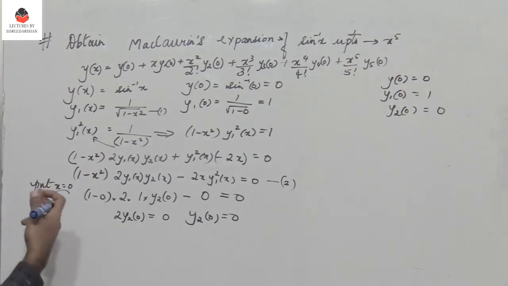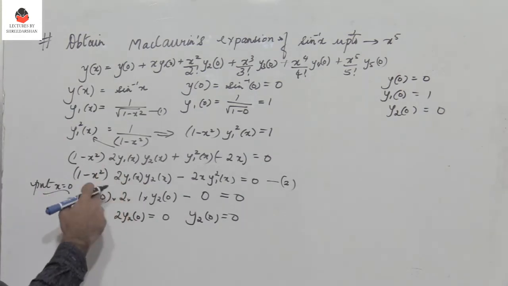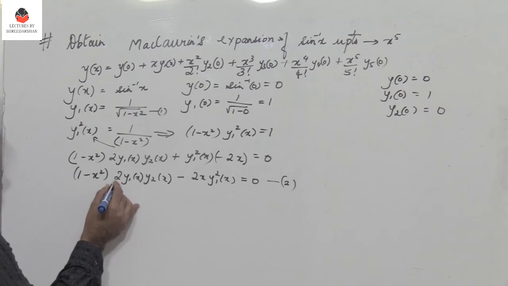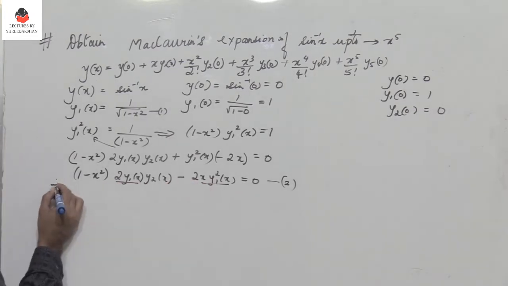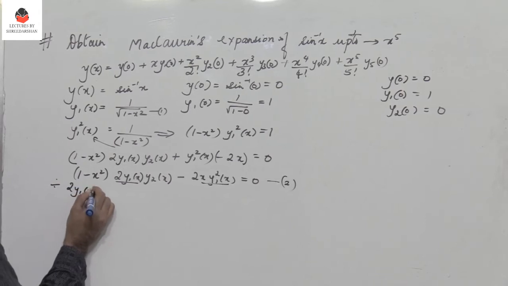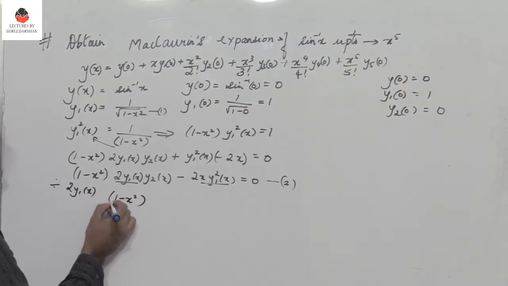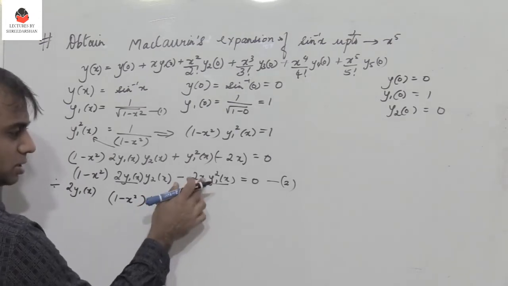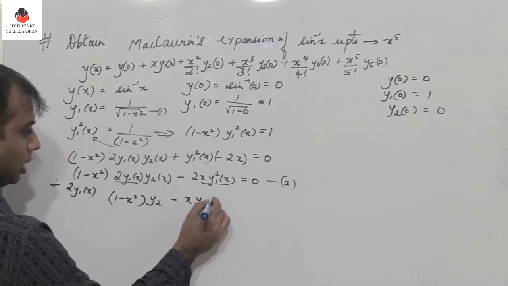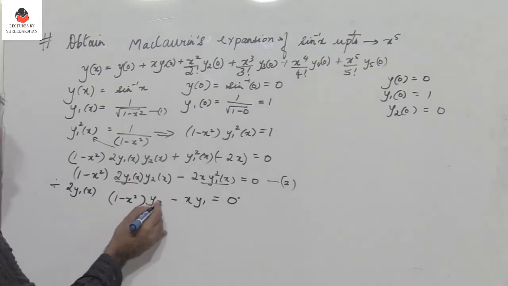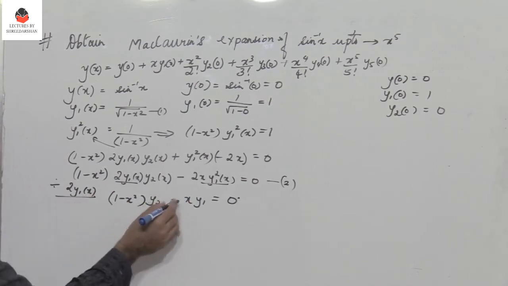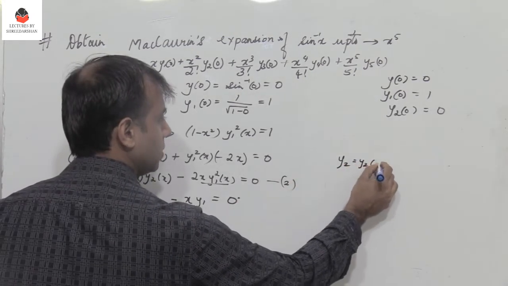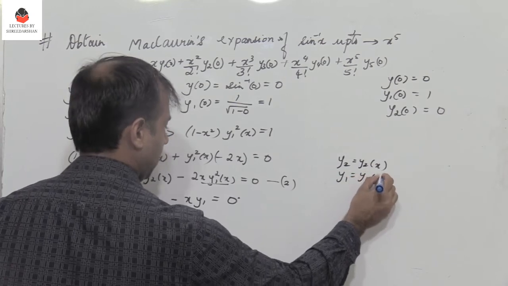Now I have to find y3 of 0. To find y3 of 0, let me again differentiate equation 2. Now we can simplify this expression because I have 2y1 common. So divide the whole expression by 2y1 of x. So we have (1 minus x square) y2 minus 2y1 of x gets cancelled. So I get x y1 equals 0. So here instead of writing y2 of x and y1 of x, I'm just writing y2 and y1 so that it becomes easier. So y2 is nothing but y2 of x, y1 is nothing but y1 of x, right?